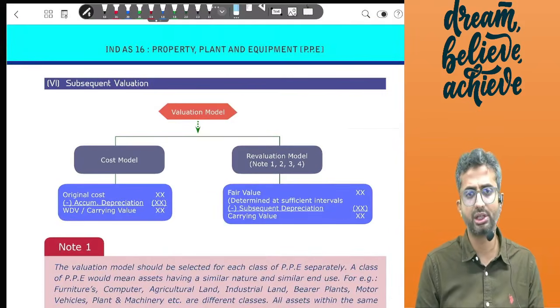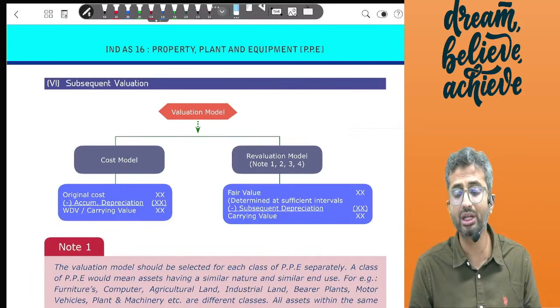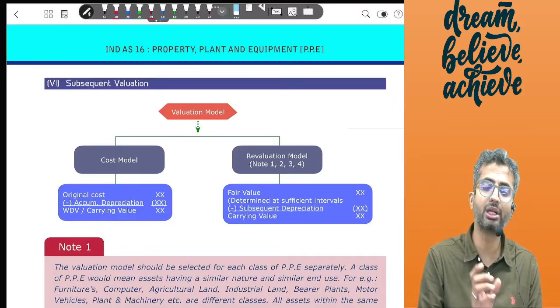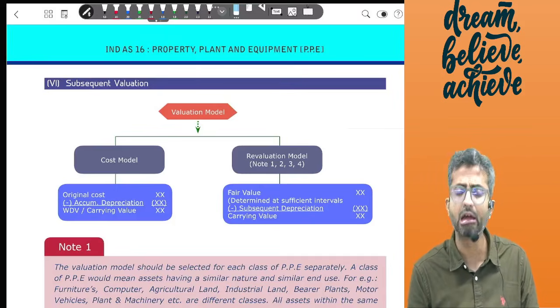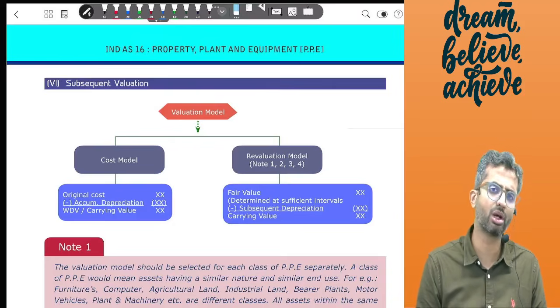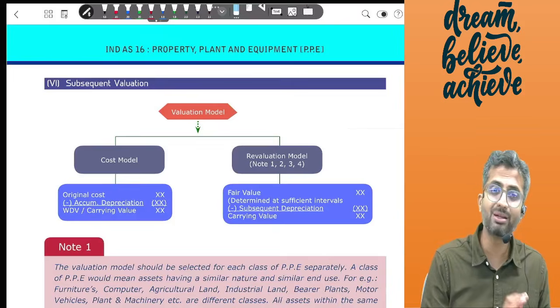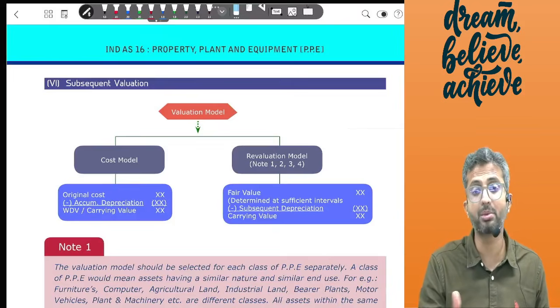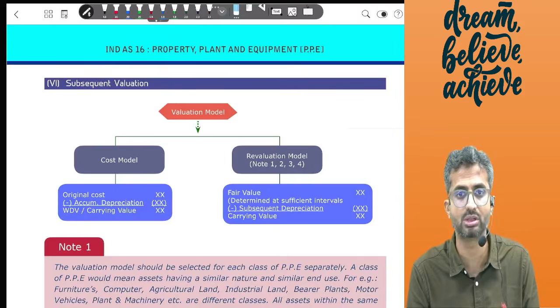At each balance sheet date, how will you value? As a matter of accounting policy, you can either use the cost model, that is, you can take the historical cost less accumulated depreciation less accumulated impairment and find the carrying value or WDV, or you can follow the revaluation model. Now, most companies in practice actually follow the cost model, but from an exam perspective, the revaluation model is fairly important because there are a fair bit of adjustments here.